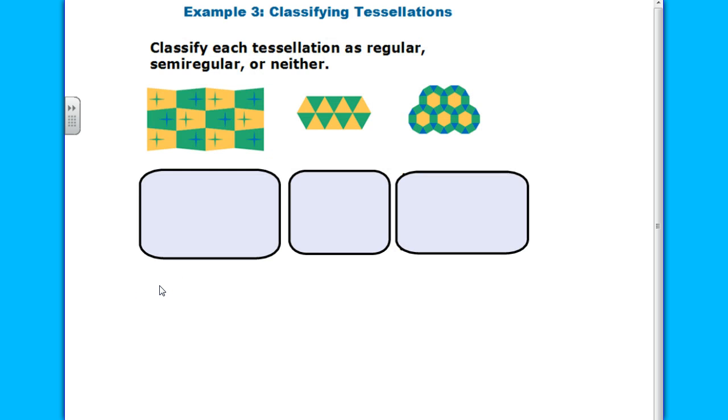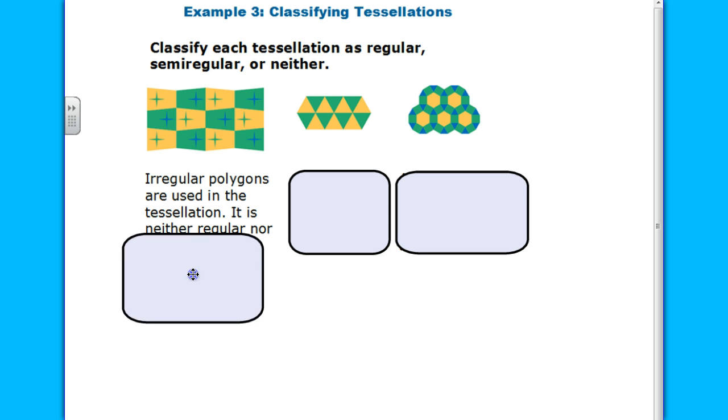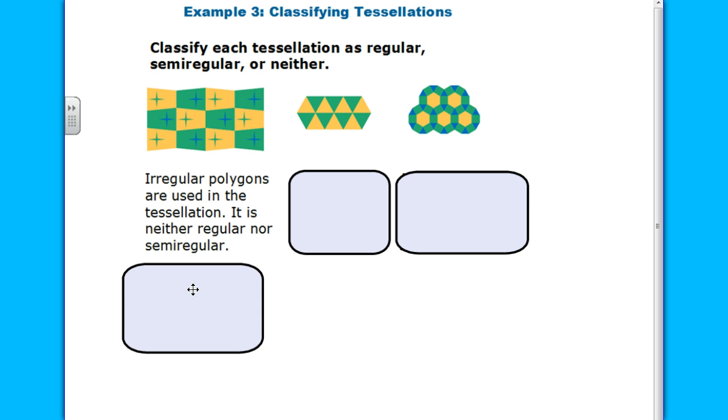Can we classify these tessellations? They are either regular, semi-regular, or neither. Go ahead and pause, see what you can do, and come back. So, I don't see a regular polygon in this tessellation. It looks almost like trapezoids, doesn't it? So this is neither regular nor semi-regular.